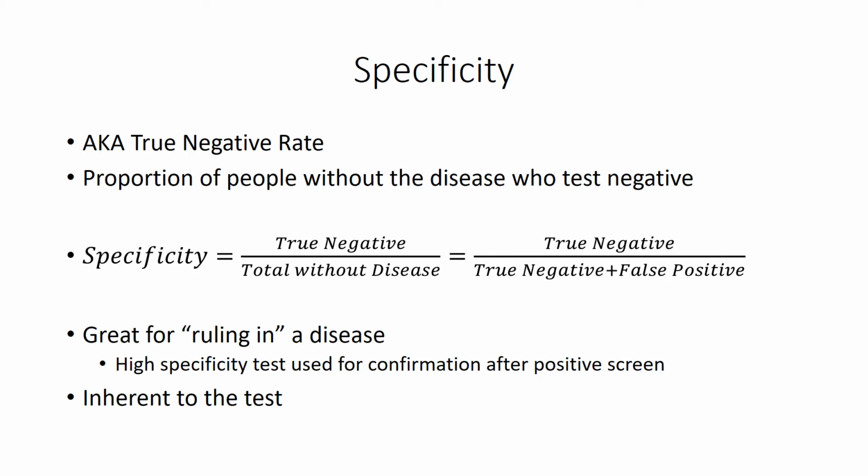You'll hear specificity is great for ruling in a disease. That's because it has a low false positive rate. So a highly specific test is used to confirm a test after a positive screen. Just like sensitivity, specificity is inherent to the test. So if you take the same test to a different group of people, you should get the same specificity because it has nothing to do with the population, but rather the test itself.